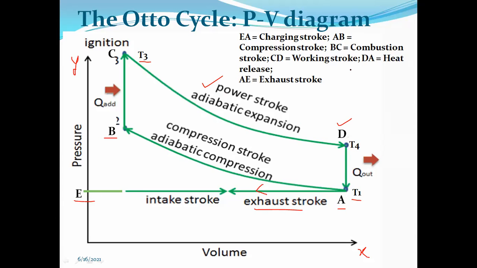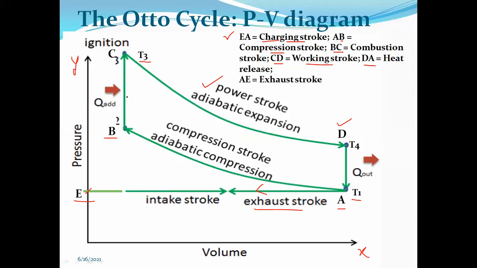If we draw or extrapolate the point, we can have E to A, that is the charging stroke. As I told you earlier, the cycle starts from E, then A, then B, C, D, and E. So here E to A is the charging stroke, then A to B is the compression stroke, then B to C is the combustion stroke, then C to D is the working stroke, and the last one, D to A, is the heat release.